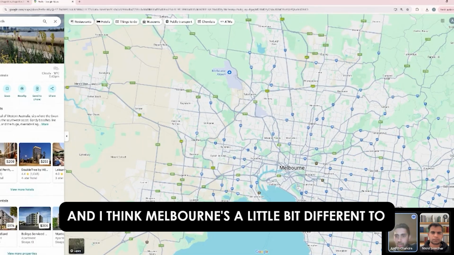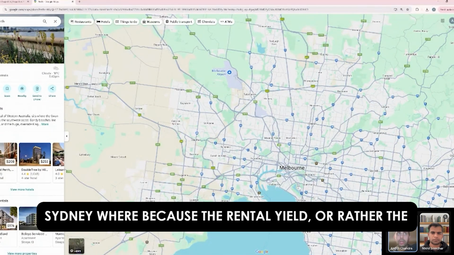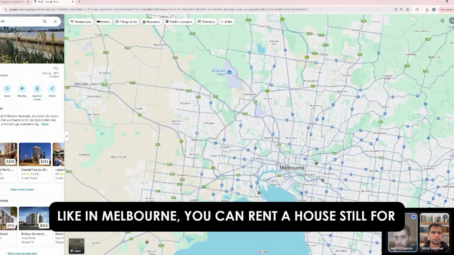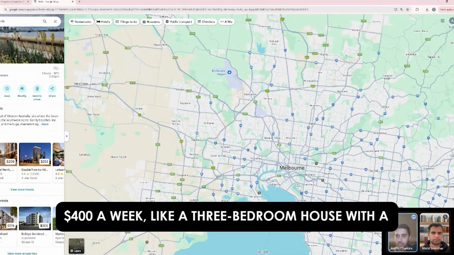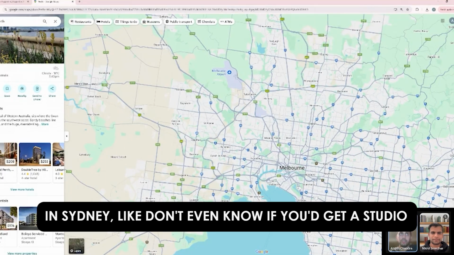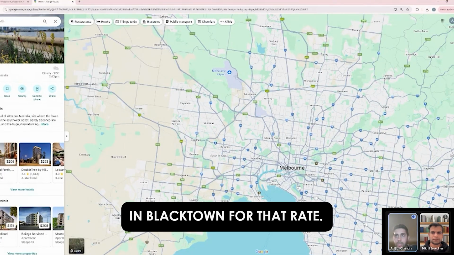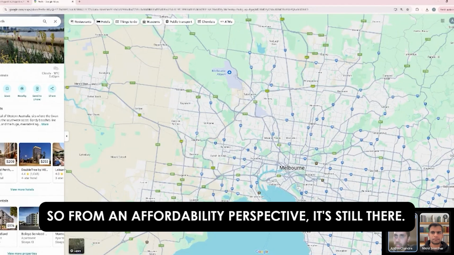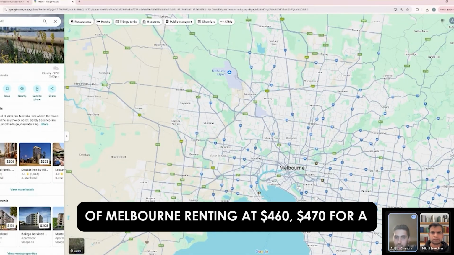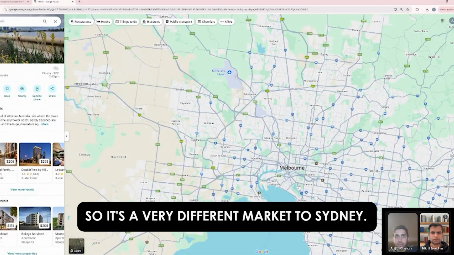And I think Melbourne's a little bit different to Sydney, because the rent is so low, the renting population is still there. In Melton, you can still rent a house for $400 a week, a 3-bedroom house with a backyard and everything. In Sydney, I don't even know if you'd get a studio in Blacktown for that rate. So from an affordability perspective, it's still there. I have colleagues who live in the CBD of Melbourne renting at $460, $470 for a 1-bedroom apartment. So it's a very different market to Sydney.